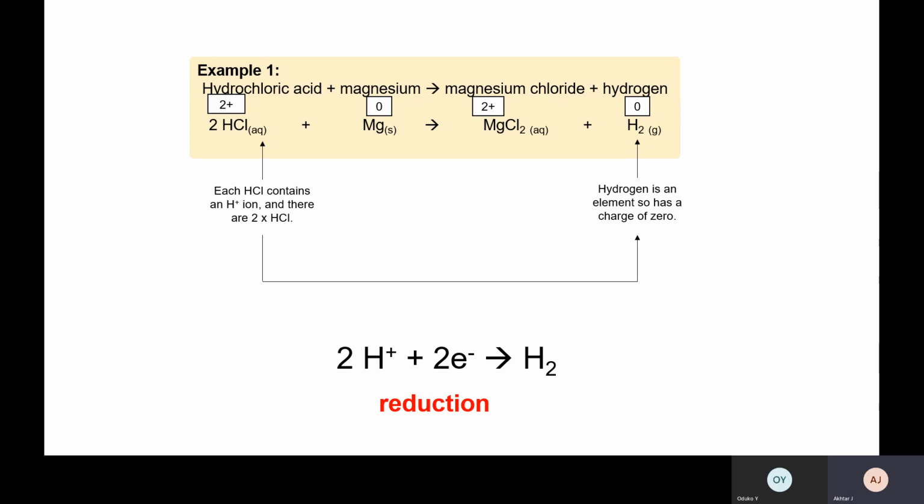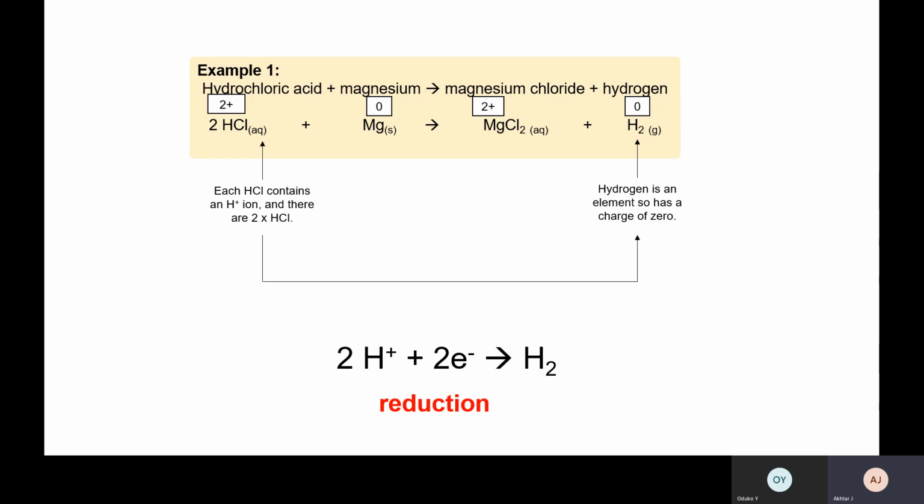With the hydrogen, each hydrogen ion has a 1+ charge, but because we've got 2 hydrogen ions in this reaction, the overall charge will be 2+. When the acid reacts with the metal, the hydrogen ions are reduced and we form hydrogen gas. And as a result, we can say that those 2 electrons that magnesium gave off are given to the hydrogen ions, and they actually form a hydrogen molecule, which is a covalent molecule.